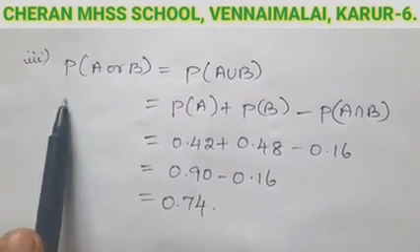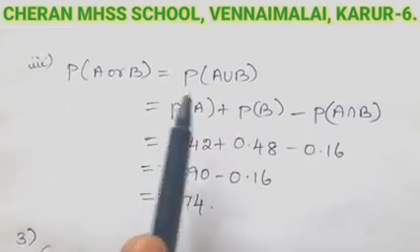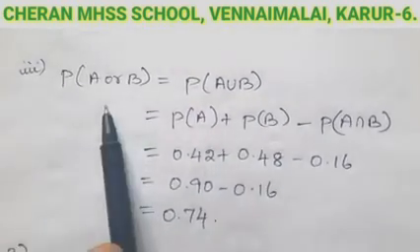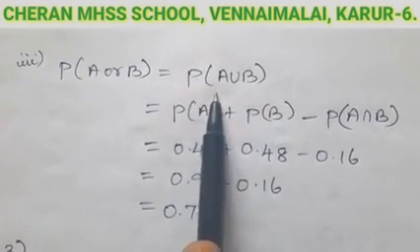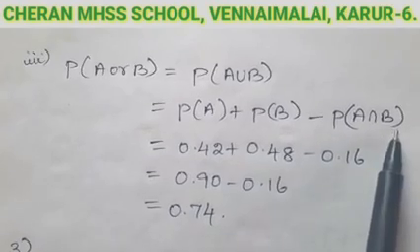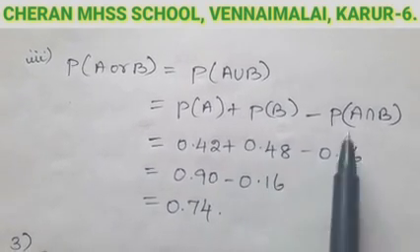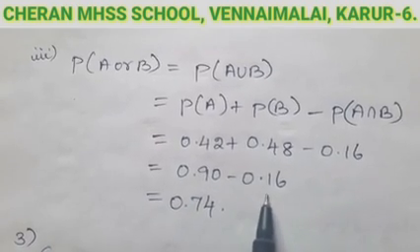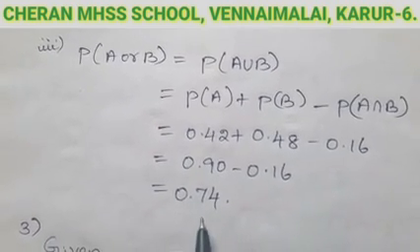Third subdivision, probability of A or B, that is probability of A union B we have to find. Or means union. P of A union B is P of A plus P of B minus P of A intersection B. We substitute all the values, we know everything. Adding both, we get 0.90 minus 0.16. We get 0.74.